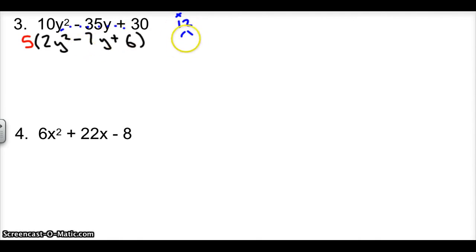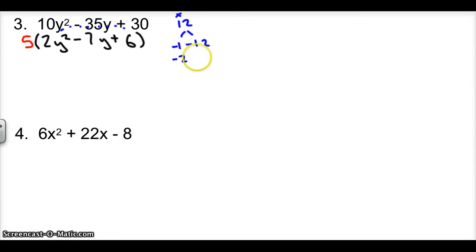So let's try and find our factors. 1 and 12 both multiply to be 12, but do they add up to be 7? They both have to be negative. No, they do not add up to 7. How about my next factors?